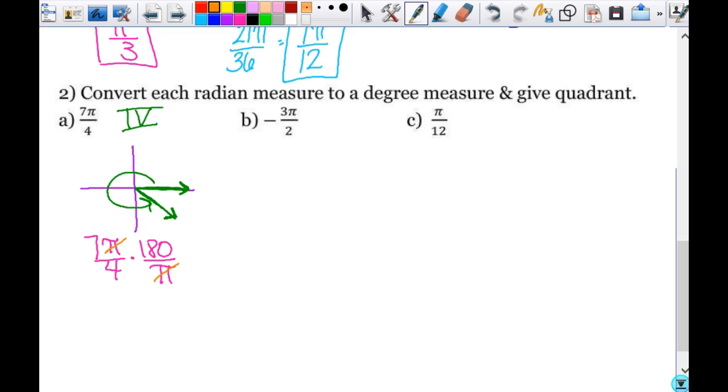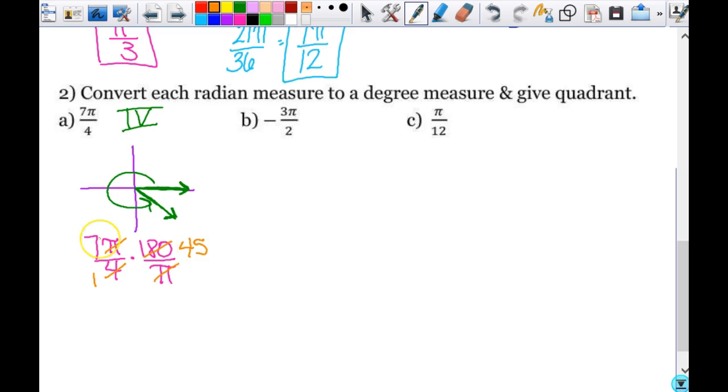And I can reduce before I multiply. If you're scared of fractions, you got to get over that. Hopefully Algebra 2 got you over that fear. But so I know 180 divided by 2 is 90. If I divide that by a 2 again, what do I get? 45. So 4 goes into 4 once, goes into 180 45 times. So now my denominator is gone. All I'm really doing is 7 times 45.